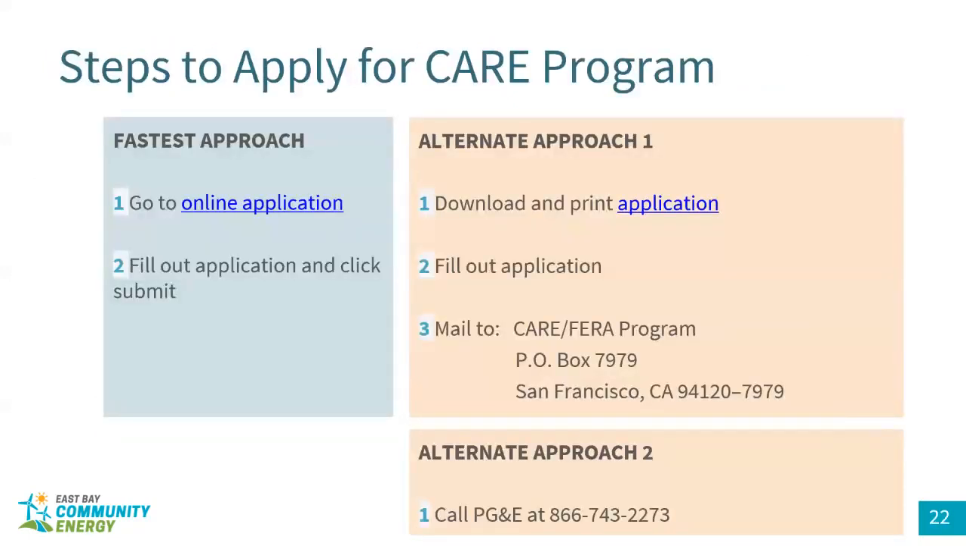And now it's time to actually apply. There are 2 ways you can submit an application for CARE. The fastest approach is to apply online on PG&E's website. We'll demonstrate this shortly. If that's not available or you'd prefer, you can also download and print an application and mail it into PG&E if that's easier for you. You may also give PG&E a call at the number shown here, 866-743-2273.